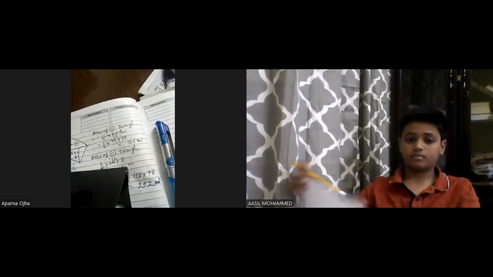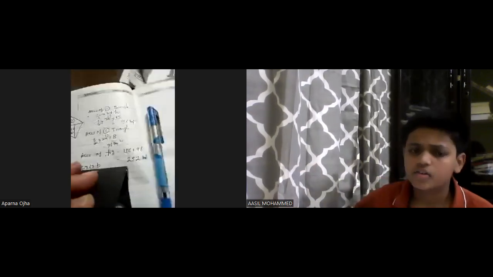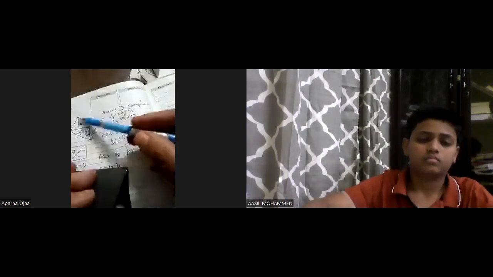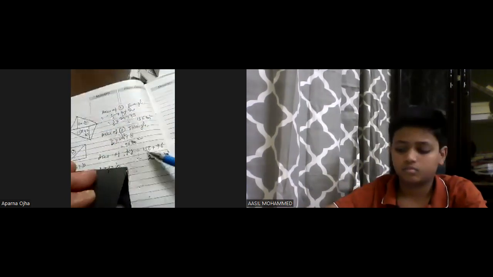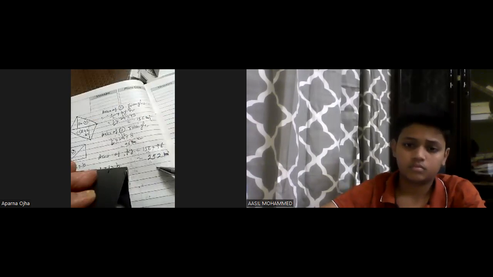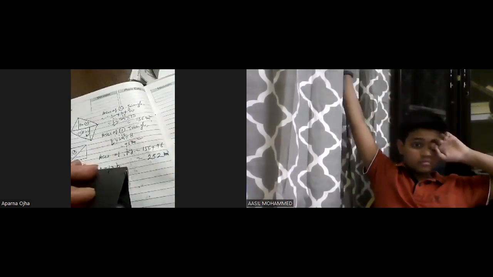You can see here, I have solved. If you want to see from here, area of the first figure, area of the second figure. Then you have to find the area of the whole figure. That means you have to add the first one, 156, second is 96 square meters. So you have to add, what is the answer? That is coming 252 square meters.